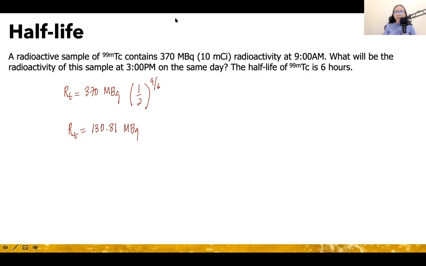Okay, so this is how we solve for the radioactivity, or if we are talking about the amount N sub T of our radioactive sample. These are the equations that you need to use to solve for the remaining amount or the remaining radioactivity in your sample.